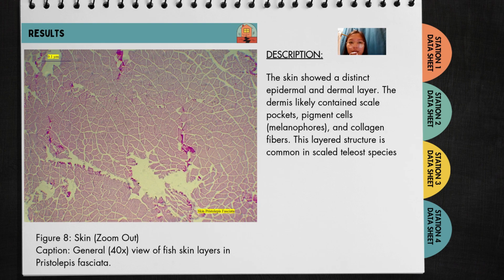The next tissue is skin. From a zoomed out view, the skin showed distinct epidermal and dermal layers. The dermis likely contains scale pockets, fibroblast cells, and collagen fibers. This layered structure is common in scaled tilapia species.